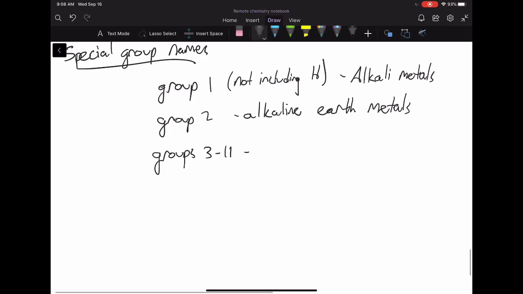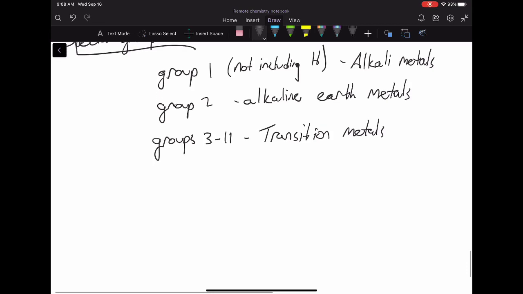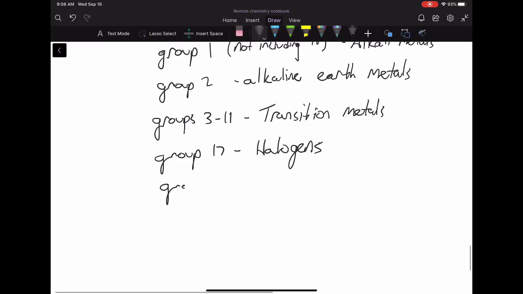Groups 3 through 11 are known as transition metals. Group 17, these are known as the halogens. And then lastly, group 18 would be those noble gases.